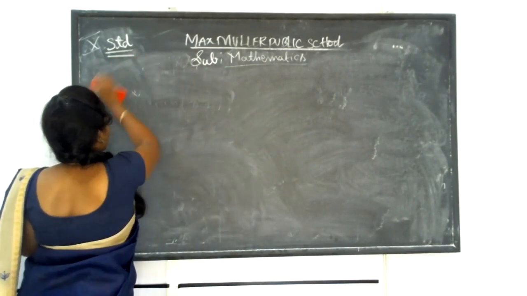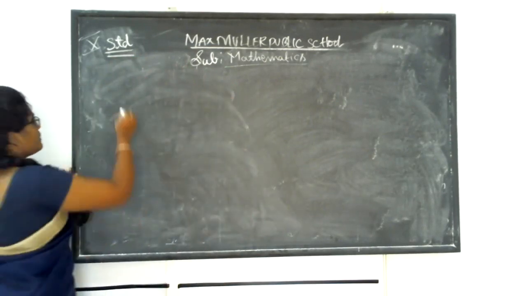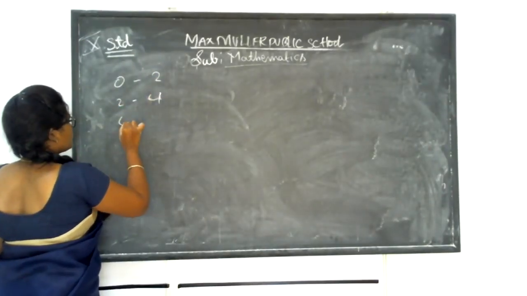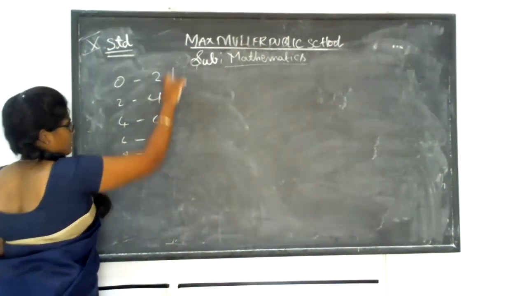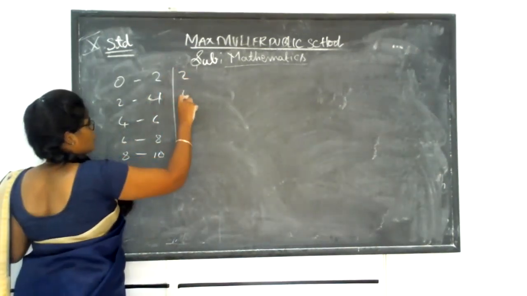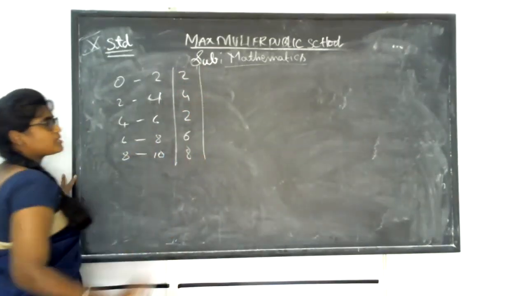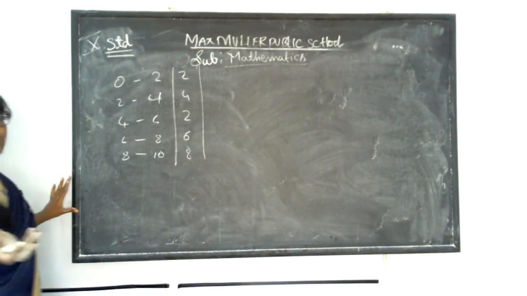Now let us solve the problem. The hint here is, you have 2 things, children. 0 to 2, 2 to 4, 4 to 6, 6 to 8, 8 to 10. This is the class interval, and the frequencies are 2, 4, 6, 2, 3, 8, like that. Now the frequency is given. Now what will you do? You will do the cumulative.